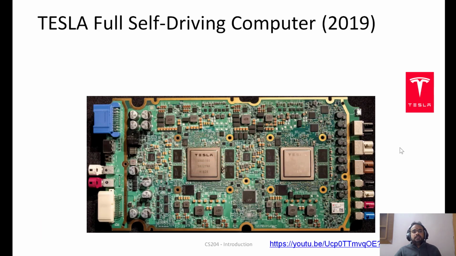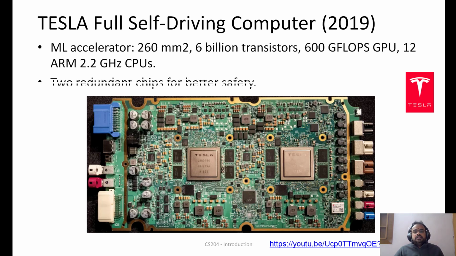So here is the self-driving computer chip, or the entire board you can call it, built by Tesla in 2019. Like I said, if you are looking at self-driving cars, safety is of utmost importance. That is the reason we have two chips on the same board. Each of them works in tandem so that they can share the load, and in an eventuality when one of them fails, the other can handle all the tasks.